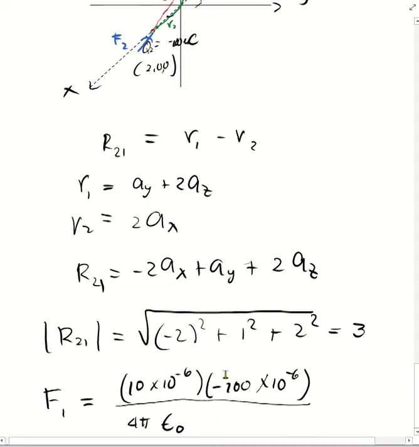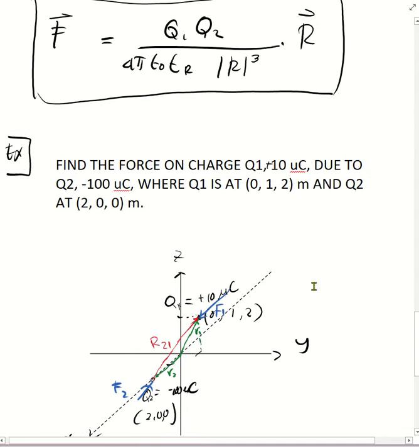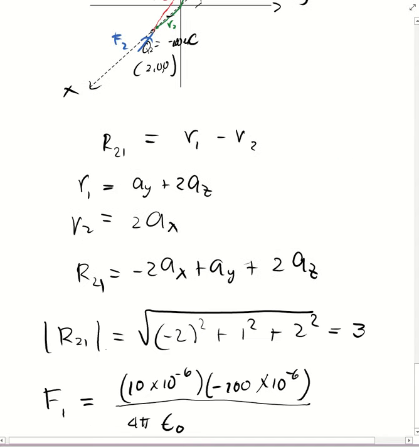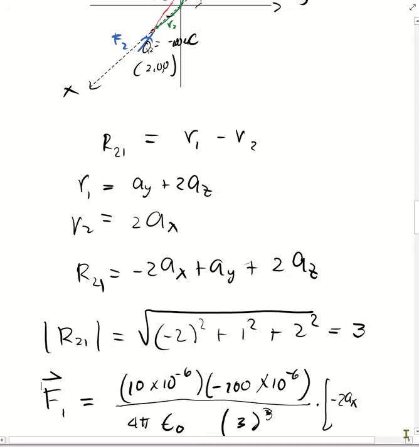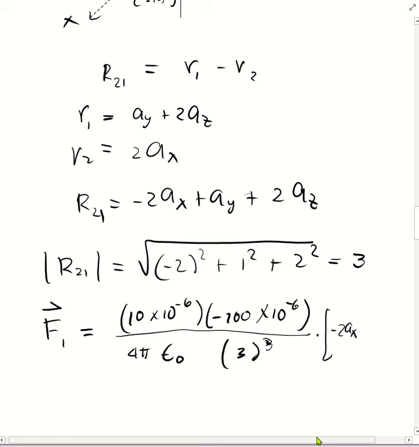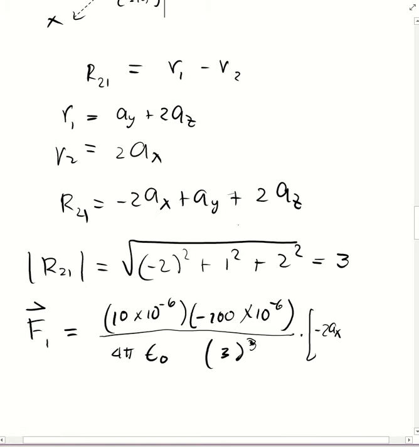Then we multiply it with the displacement, the magnitude. The magnitude is 3, and you need to cube that one. So 3 cube. Then multiply it with the vector r21, and that's negative 2ax, because this is a vector, negative 2ax plus ay and plus 2az.